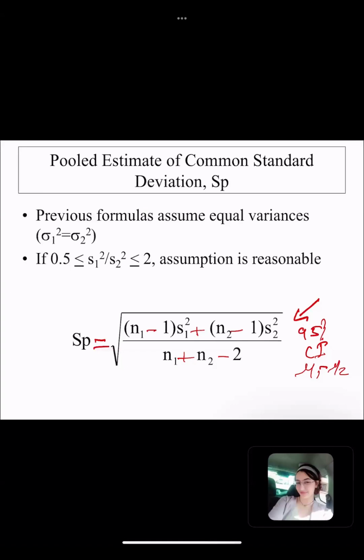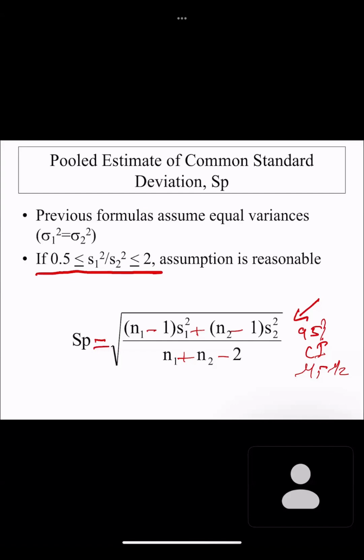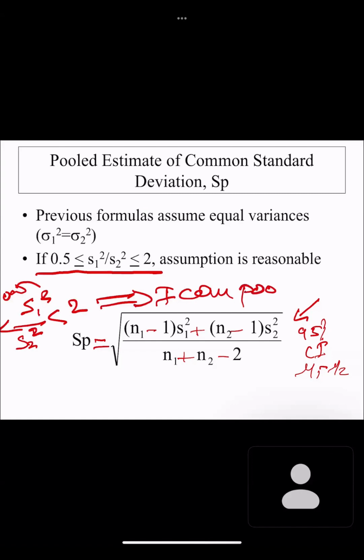I can use this formula only if the ratio of s1 squared over s2 squared is between 0.5 and 2. So if this ratio, S1 squared over S2 squared, is between 0.5 and 2, this means I can pool the standard deviation of the two samples.